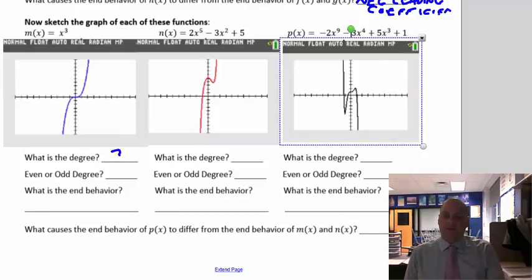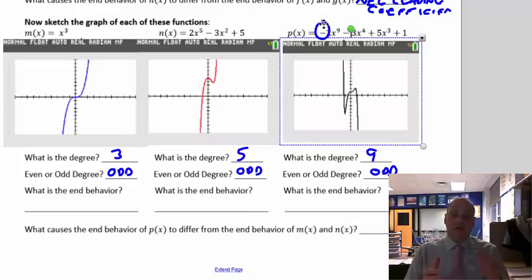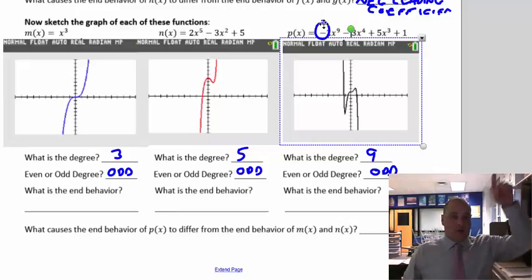So, what is the degree? Well, we have a degree of 3, degree of 5, degree of 9. So notice how these are all odd degrees. Odd, odd, odd. And look at the end behavior. Negative infinity, positive infinity. Negative infinity, positive infinity. Positive infinity, negative infinity. Again, the leading coefficient makes that change. So when you have an even degree, it either goes up, up, or down, down. And when you have an odd degree, it goes up, down, or down, up.